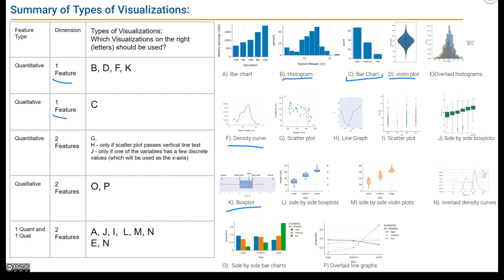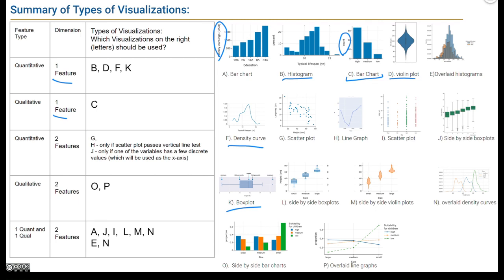And in particular, I chose C instead of A in this example because if I'm doing a distribution, then my y-axis needs to be either counts or proportions, frequencies. It can't be another variable, right? So A is going to come into play later, but it's not an example of visualizing one qualitative feature.